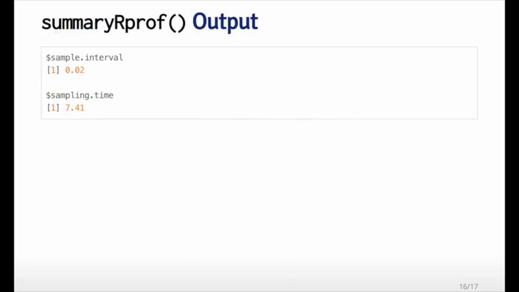The last part of the summaryRprof output is just the sample interval, so you can see the time interval at which sampling took place for printing out the function call stack, which is 0.02 seconds, and the sampling time, which is just the total amount of time that the expression took to run. This is, I think, equivalent to the elapsed time in the system.time function.